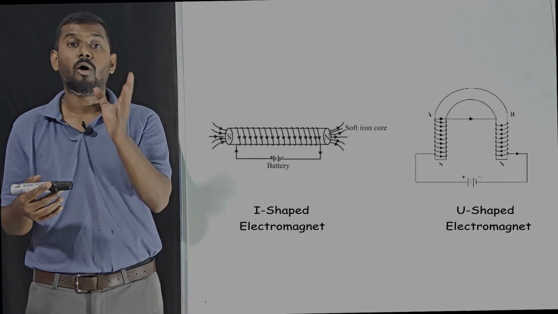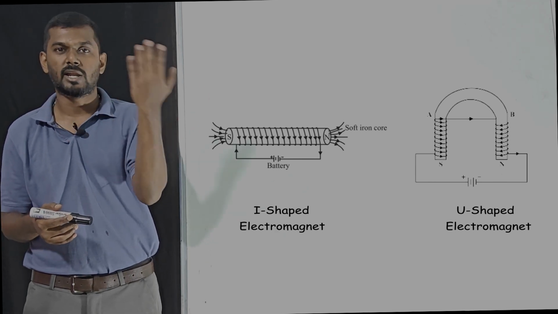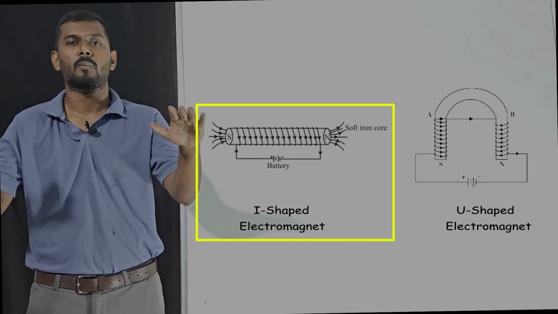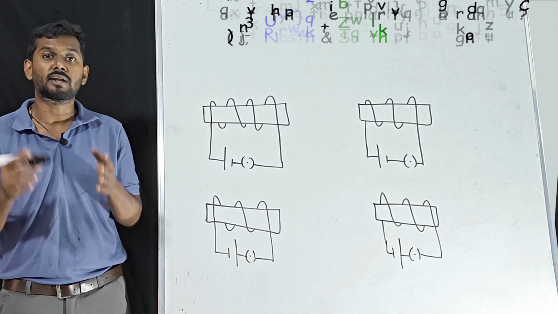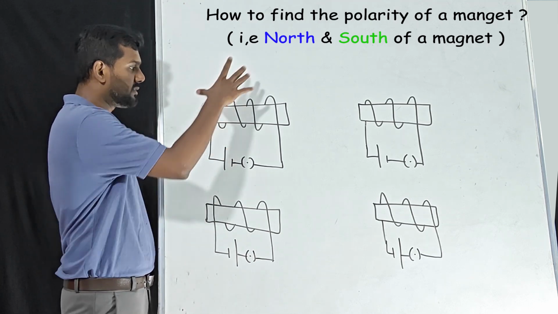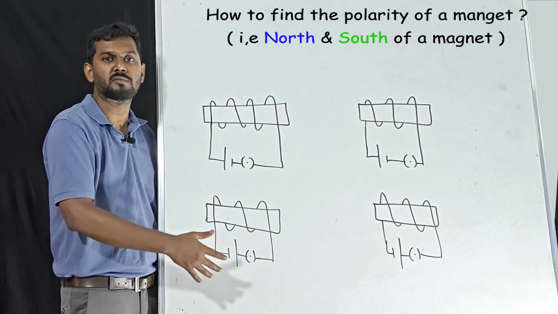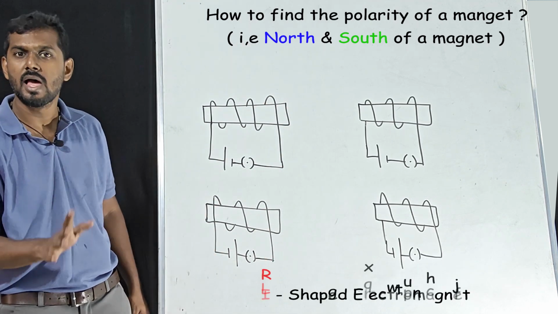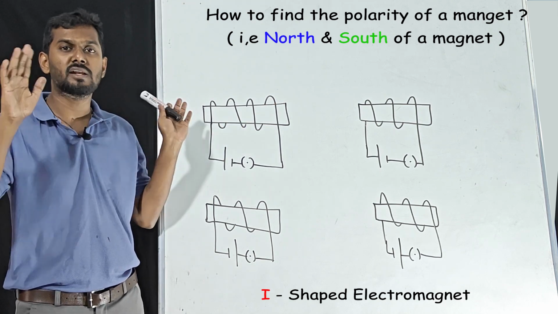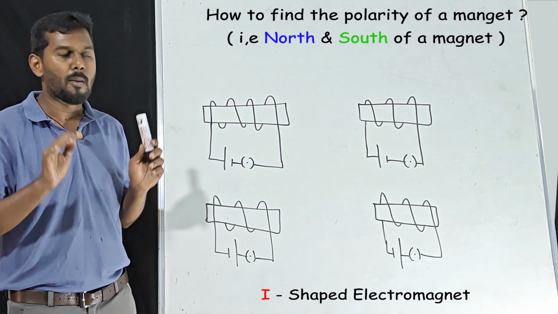First we will learn how to find the north and south pole, that is, the polarities of a magnet in an I-shaped electromagnet. Now we are going to learn how to find the north pole and south pole of a magnet for different diagrams. These are the only 4 possible diagrams. So based on this, we are going to learn how to find the north or south pole of a magnet.